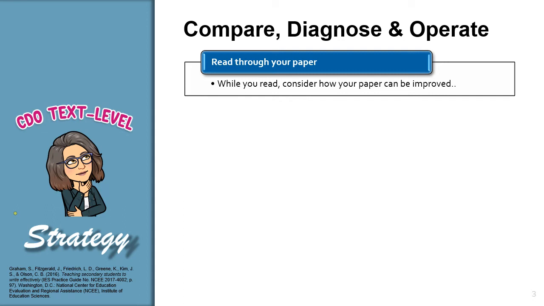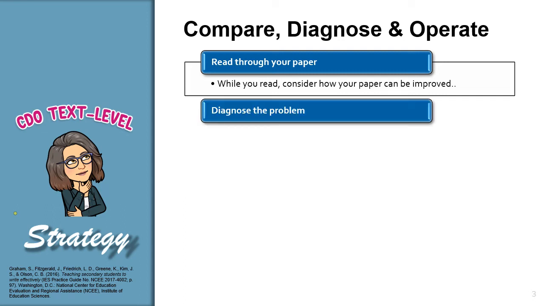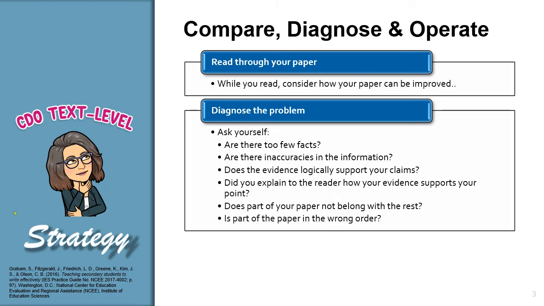If things don't quite work as well, you could diagnose the problem by asking yourself questions such as, are there enough facts? Are there inaccuracies in the information? Does the evidence logically support your claims? Did you explain to the reader how your evidence supports your point? Does part of the paper not belong with the rest? Or is part of the paper in the wrong order?